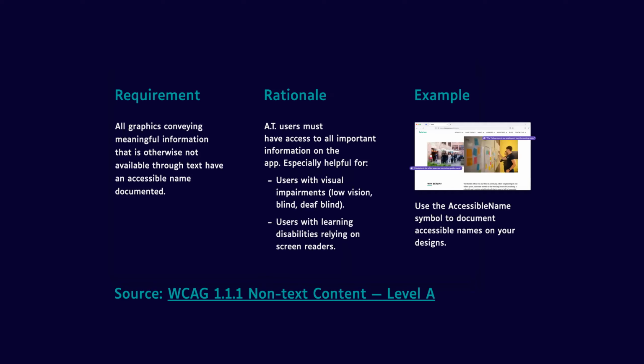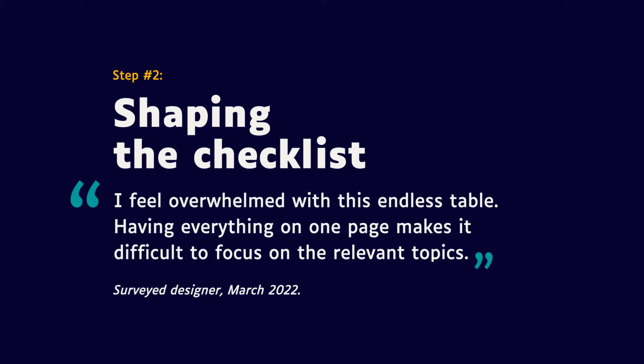To start with this one, I will quote one of the designers on my team that I interviewed some months ago, who stated, "I feel overwhelmed with this endless table." We work on Confluence, so you get it. Having everything on one page makes it difficult to focus on the relevant topics. So one thing we can learn from this right away is we need to provide ways to filter the checklist so that people can directly access what they need.